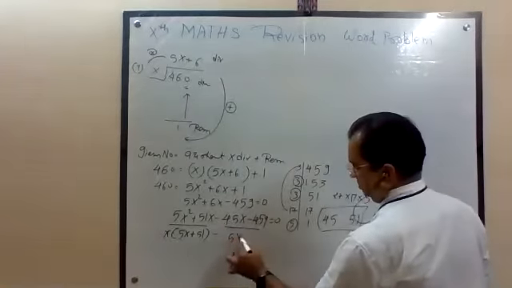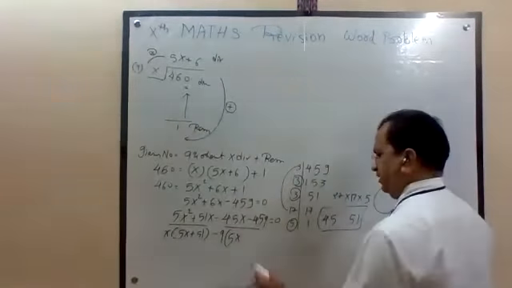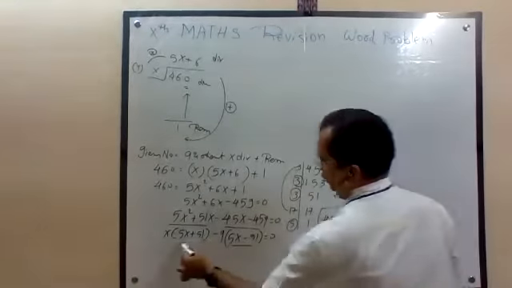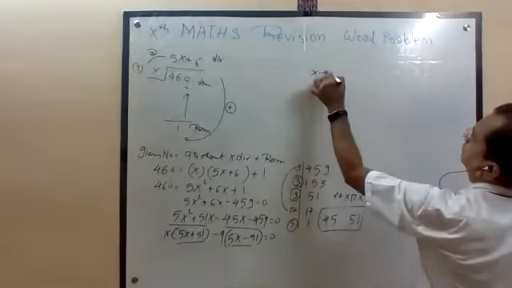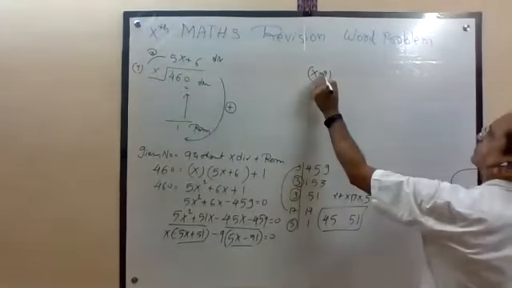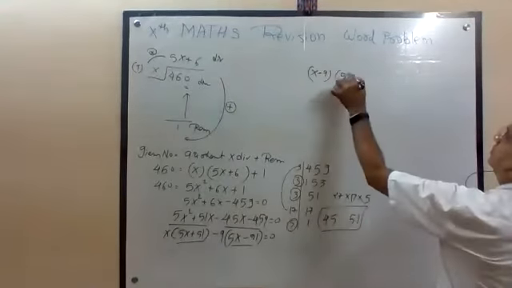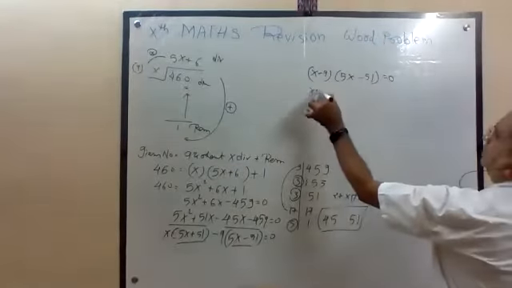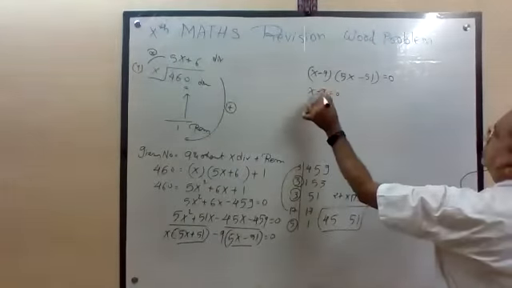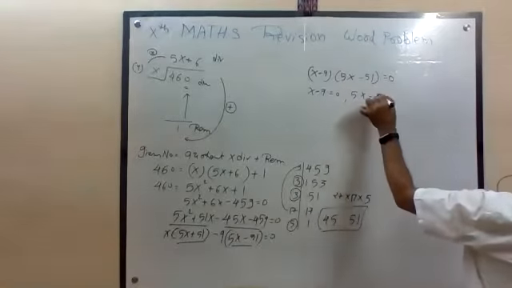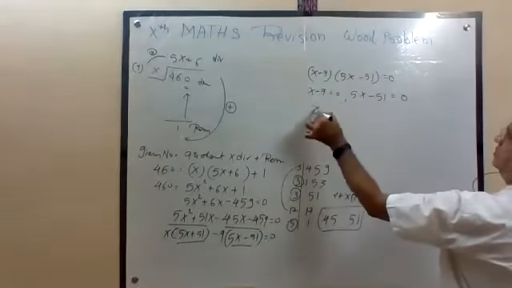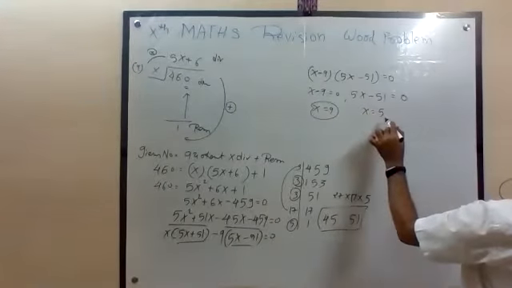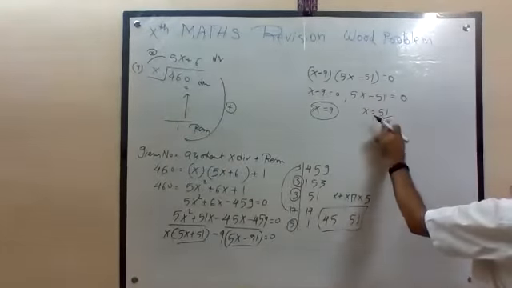Suppose you want 5x, so you have to take 9 common. Common of common. x minus 9, 5x plus 51. x minus 9 is equal to 0. 5x plus 51 is equal to 0. x is equal to 9. x is equal to minus 51 by 5.